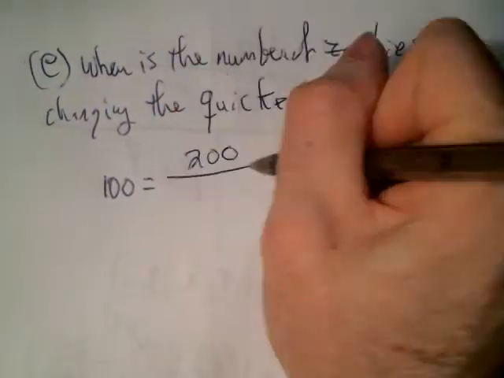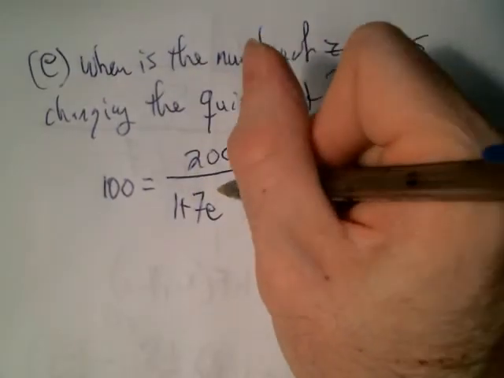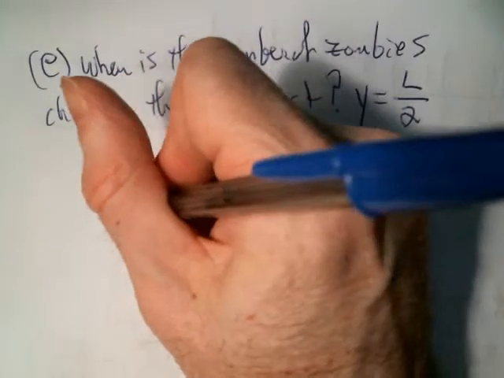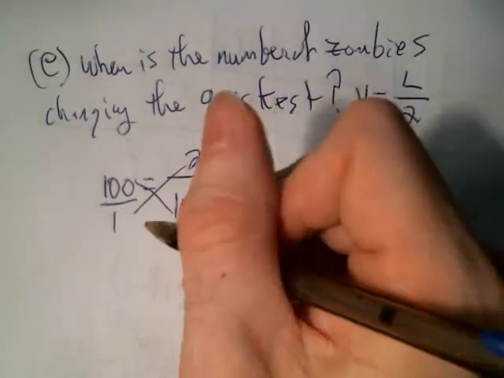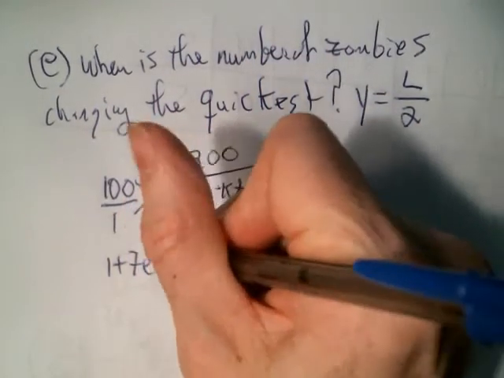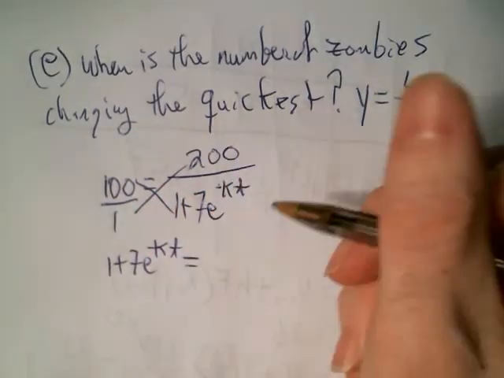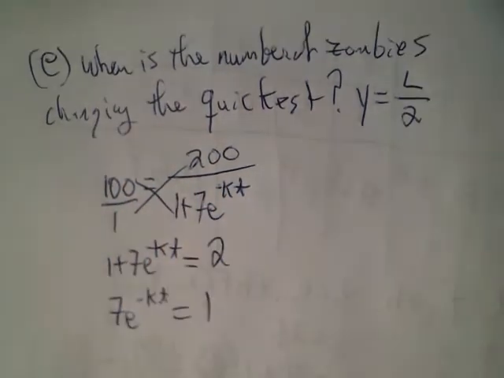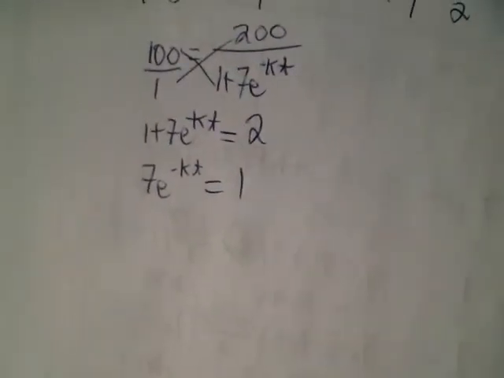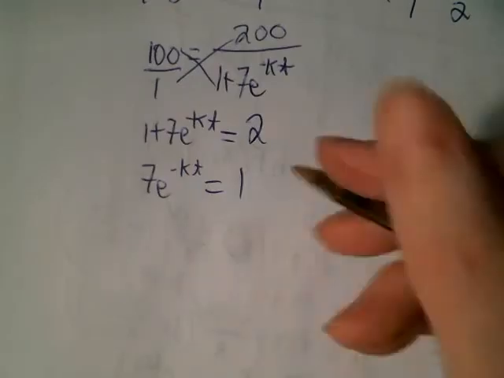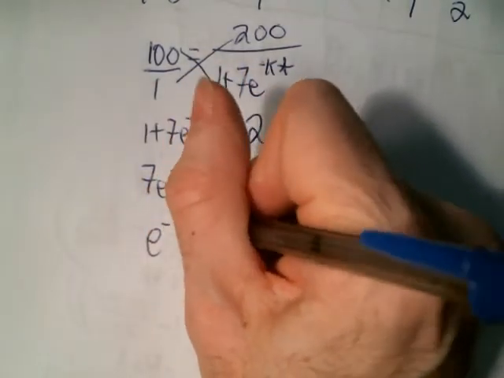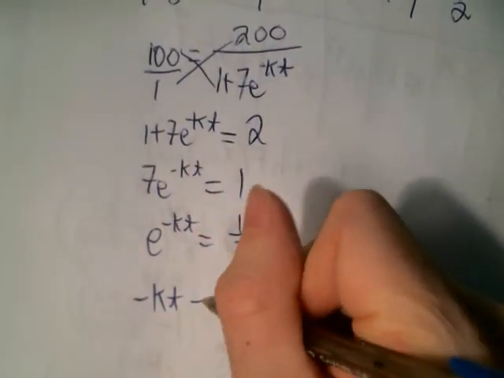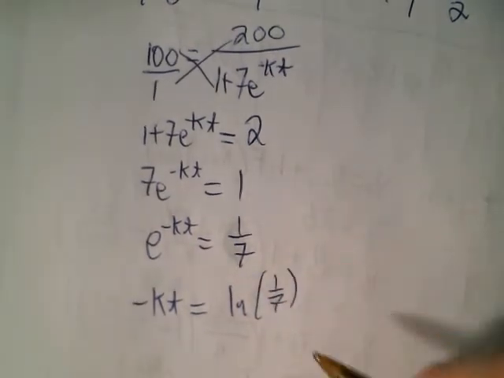We have that equal to 200 all over 1 plus 7 e to the negative k times t. And then solve this. So cross multiply. We'll get 1 plus 7 e to the negative kt equaling 2. Subtract 1 to the other side, 7e to the negative kt equals 1. And we've already done this, right? We know it's about 7 something. Anyways, divide both sides by 7, e to the negative kt equals 1/7. Take the ln of both sides, you get negative kt equals ln of 1/7.